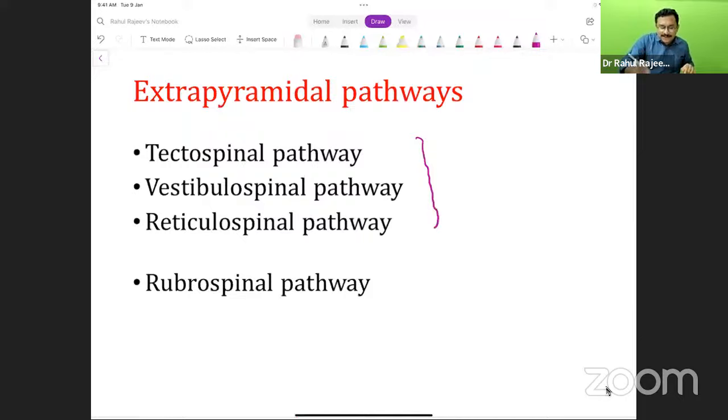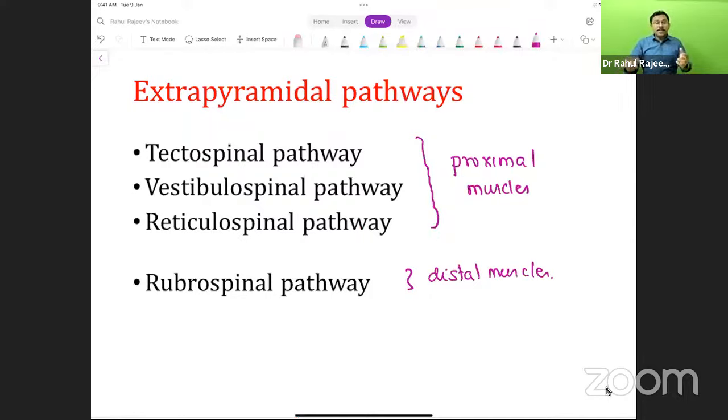The first three are predominantly innervating the proximal muscles. They are friends. The rubrospinal is innervating mainly the distal muscles. Now you might ask me, what is this? Proximal muscle, distal muscle. Sir, you told a while back the corticospinal tract is giving power. Now you are saying extrapyramidal is also going to muscle. Remember, power is mainly by the pyramidal path, no doubt.